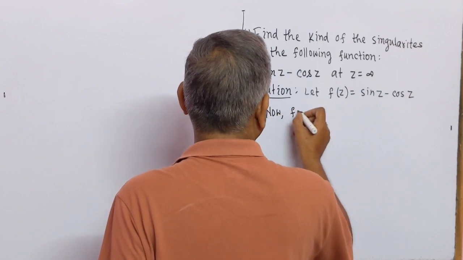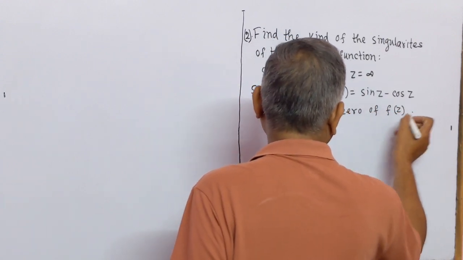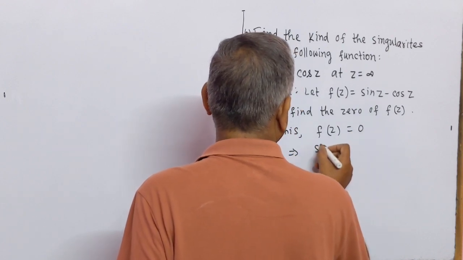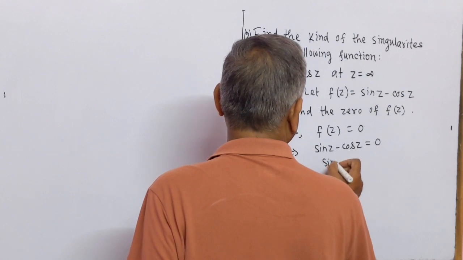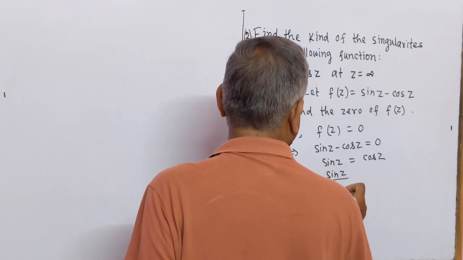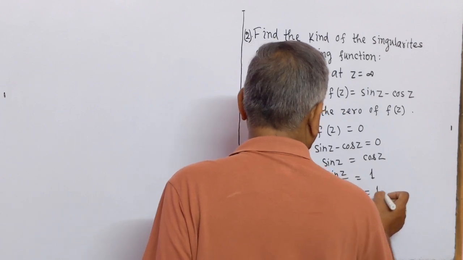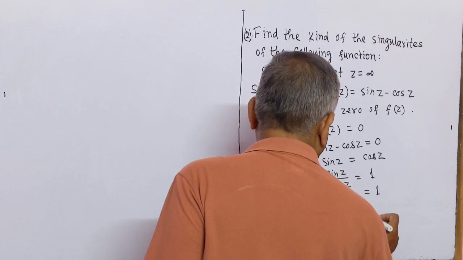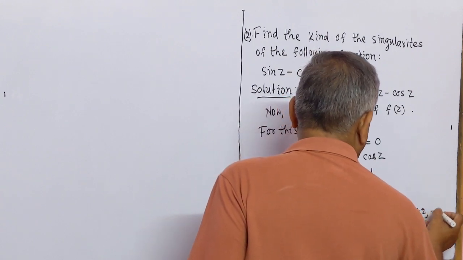Now we find the zero of f(z). For this, f(z) equal to 0 implies that sin z minus cos z equal to 0 implies that sin z equal to cos z implies that sin z by cos z equal to 1 implies that tan z equal to 1 implies that z equal to n pi plus pi by 4, n equal to 0, plus minus 1, plus minus 2, and so on.